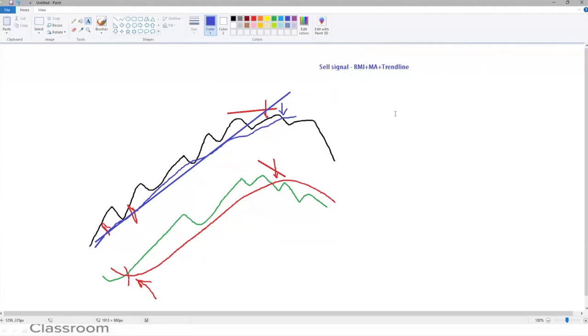Now, there are two types of divergences here. What we have seen here is a normal negative divergence, normal bearish divergence, where prices make a higher high, but the indicator does not make a higher high.